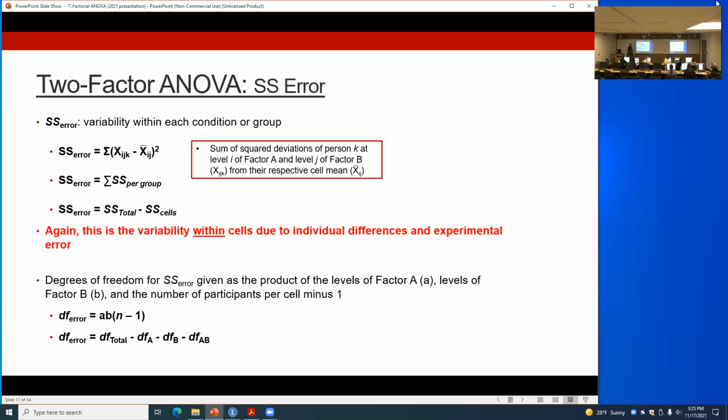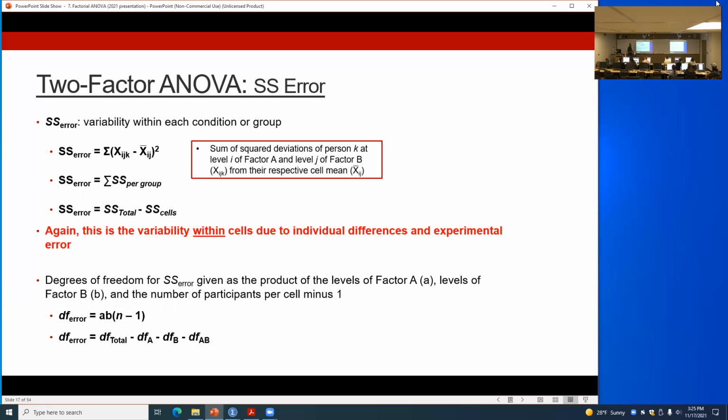I can also get there by subtraction. If I take the sum of squares total, which we've already calculated, and subtract sum of squares cells, which we haven't calculated yet, this will give me sum of squares error as well. So again, just playing around with this. And again, this is all the variability within our cells due to individual differences, experimental error, and things that we haven't measured.